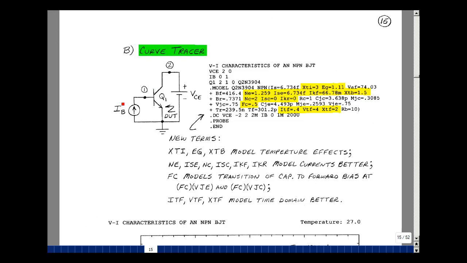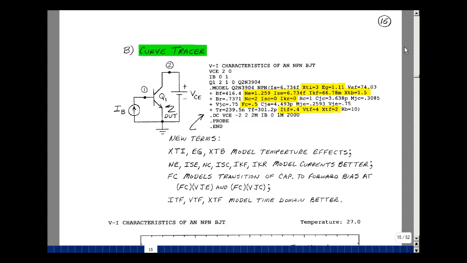Let's take the curve tracer circuit that we had in Chapter 3 and let's take this model and just test it. Now the new terms that are here, XTI, EG, XTB, model temperature effects. NE, ISE, NC, ISC, IKF, and IKR better model the currents in the transistor. FC models the transition for the capacitance between forward and reverse bias, and its value is multiplied by VJE or VJC, and that's where you're going to give that transition voltage. And then the terms ITF, VTF, and XTF better model the time domain behavior.